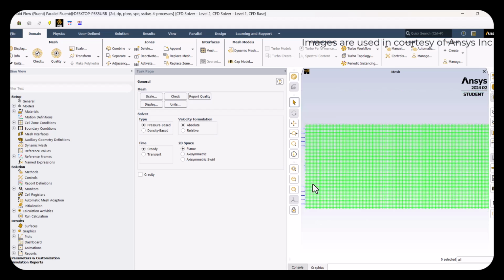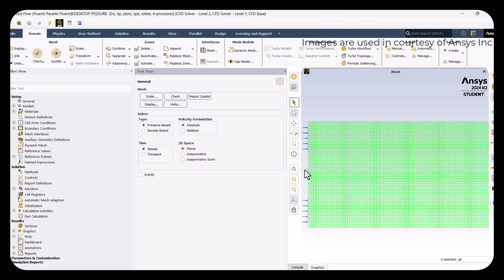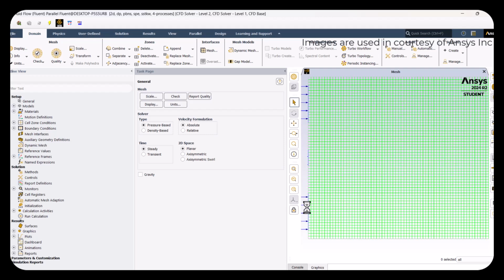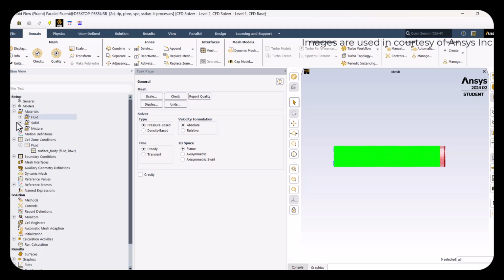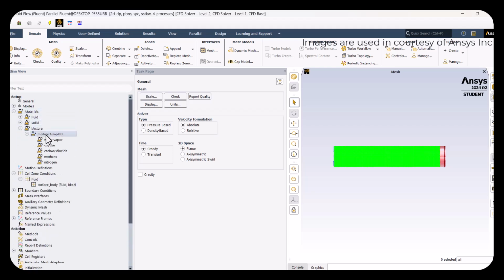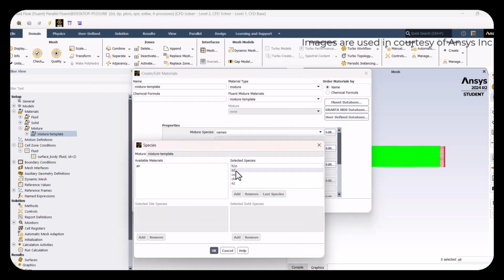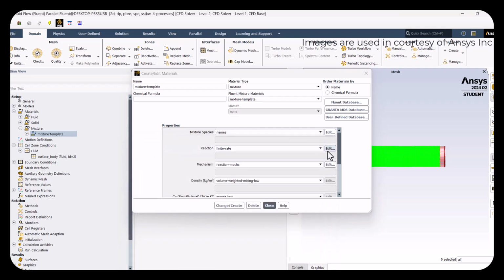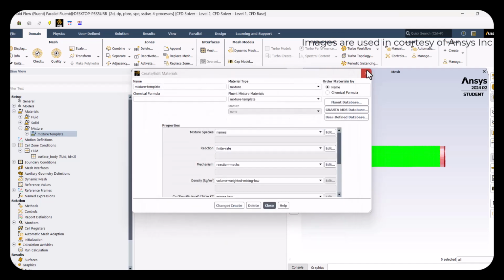Now we can see here, this is the part from which I am injecting fuel, and these are the parts from which I am injecting the air, right? This is a mixture material that I have taken, and in the mixture material these are the species: water vapor, O2, CO2, CH4 and N2. It's a simple reaction that I am considering. I'll show you the reaction also: CH4 plus O2 reacting to give CO2 and H2O. So this is a finite rate chemistry model, right?